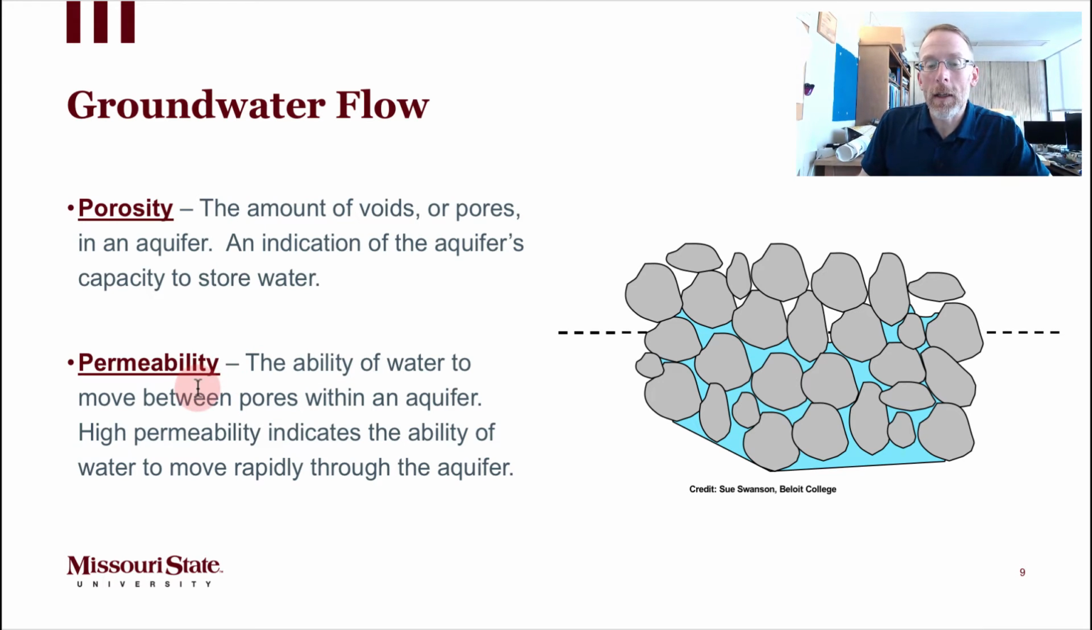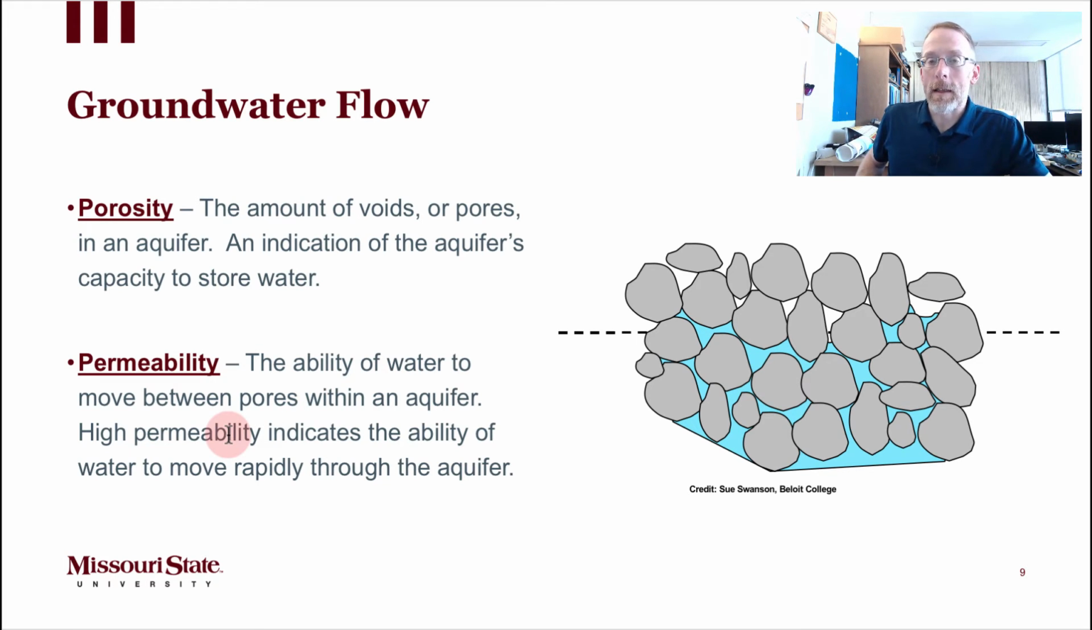Permeability is the ability of water to move between pores. High permeability indicates the ability of water to move rapidly through the aquifer. So the better connected those pore spaces are, the higher the permeability. Right? So if you think about it, to be an aquifer, you've got to be permeable enough that we can extract water via a well fast enough to supply our needs.